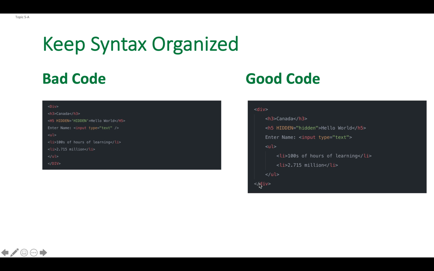So the div is wrapping around all of this, and inside of the UL tag, we have another layer nested inside of that. So this visually helps you look at it and say, oh, there are some nested elements in there, rather than looking at this and being really confused about what's what.